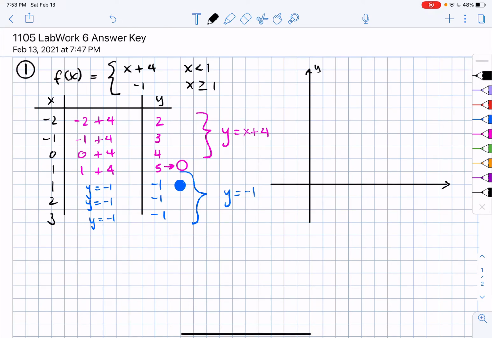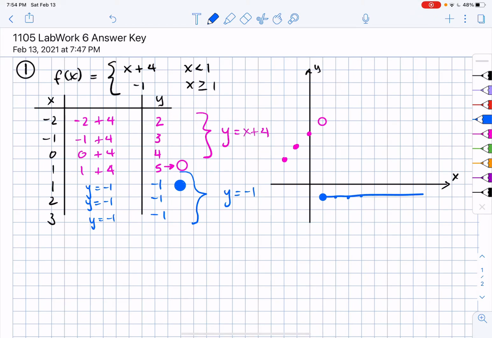Here's my y-axis, here's my x-axis. So if I look at this, it says that at -2, it's 2. At -1, it's 3. At 0, it's 4. And at 1, it's 5 with an open circle. Okay? All right. Now, then, at 1, it's -1, but with a closed circle, and then -1, -1, -1, -1.